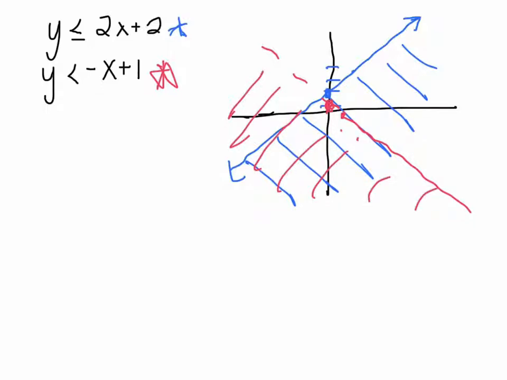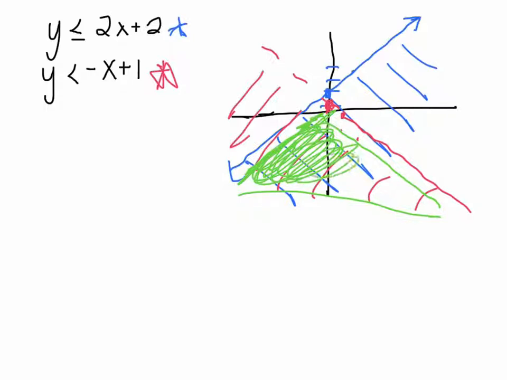So what I'm looking for right now is an overlap. And right here is where they overlap in color. So this place right here is where the solution to this graph is. Any point in this solution will be a solution to this graph.